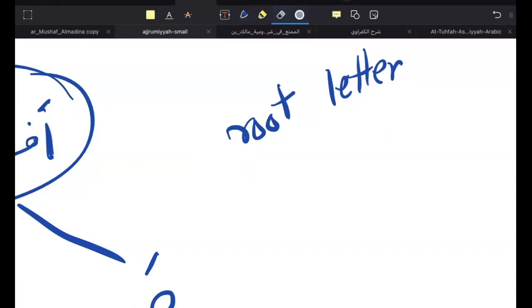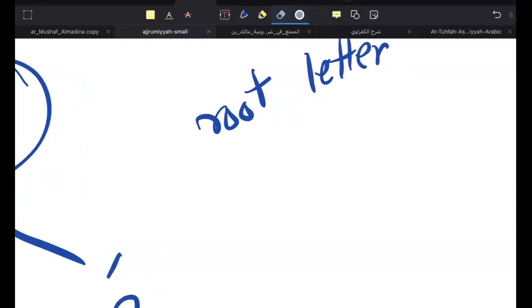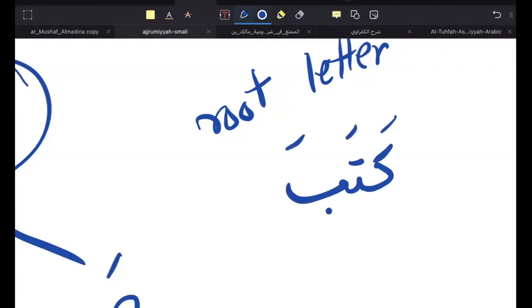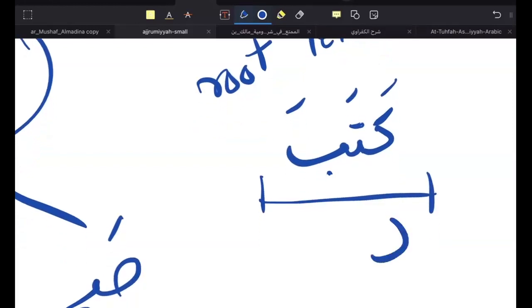And then we add additional letters to these root letters to make more words. These are again topics of sarf. Most of this talk will be related to the sarf. So for example, we say kataba. What are the root letters here? We can see there's only three letters. So the letters are what? Kaf, ta, and ba. These are the root letters.